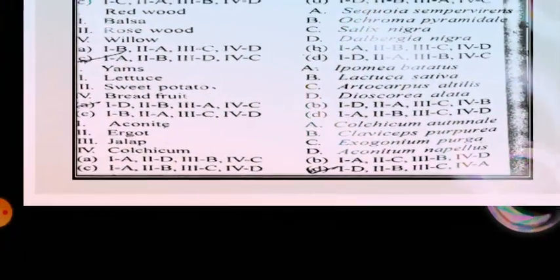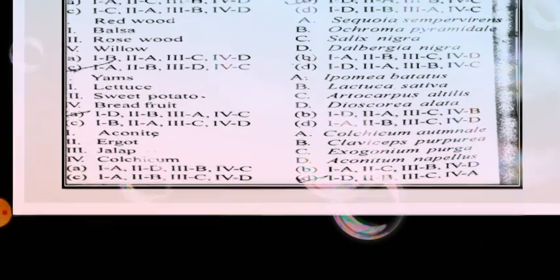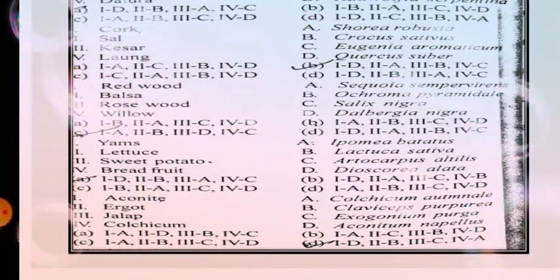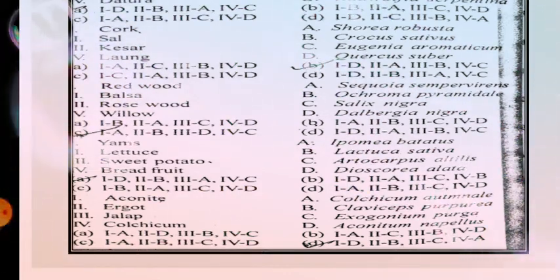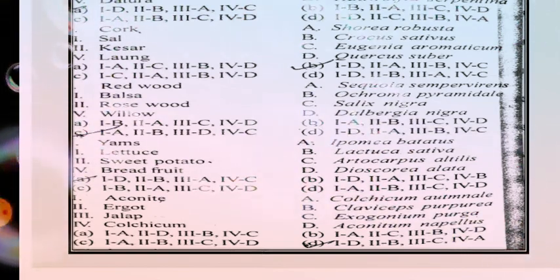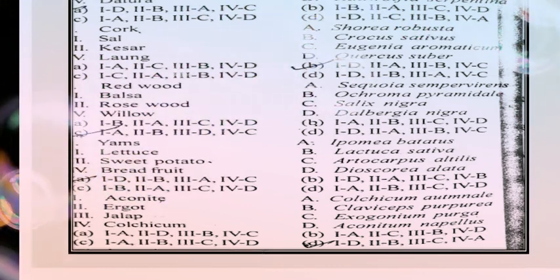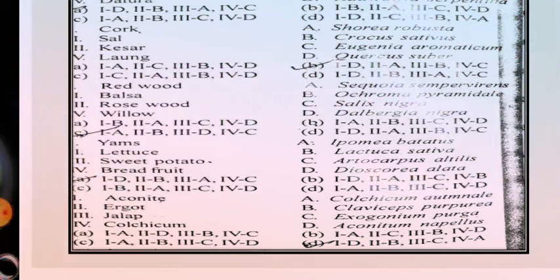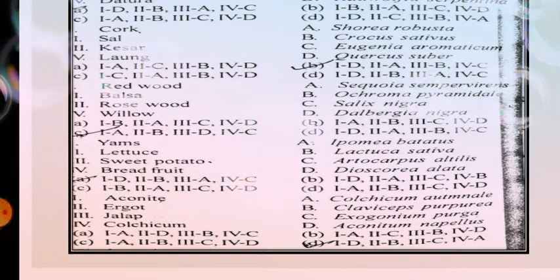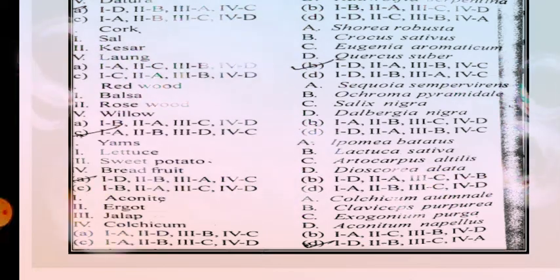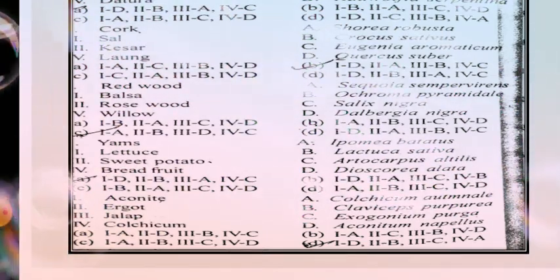Then comes to the aconite, ergot, jalap, then colchicum. So here is the scientific name, like the colchicum, of the fourth one. The colchicum is matched with Colchicum autumnale. So here the answer is the fourth one. So you can see here that you just see only one single option, and then you can choose the correct one.